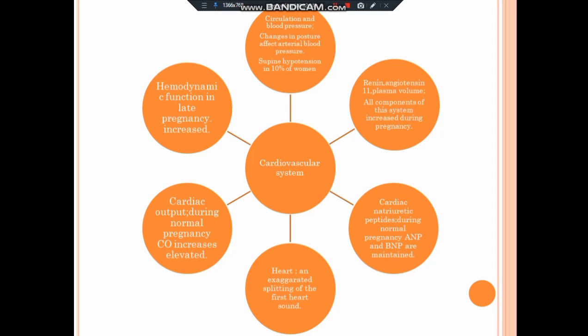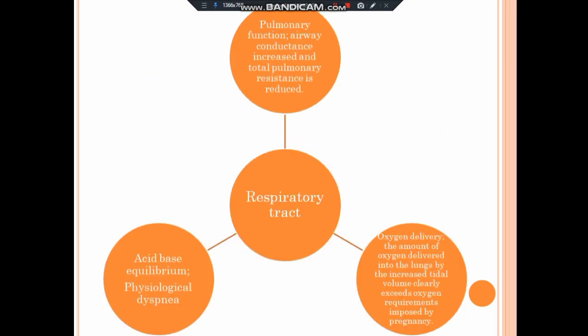Here, in the circulation, changes in posture affect arterial blood pressure. Renin, angiotensin, as well as the plasma volume increase during pregnancy, and BNP as well as ANP are maintained. In the heart, an exaggerated splitting of the first heart sound happens. And as I said before, the cardiac output increases during pregnancy, as well as hemodynamic function in late pregnancy.